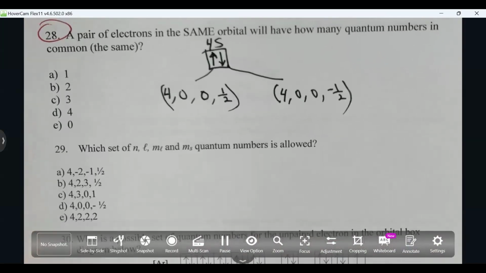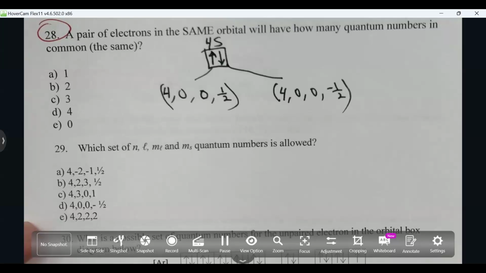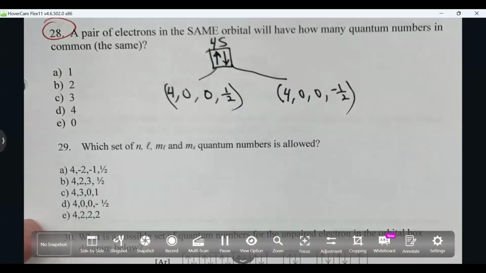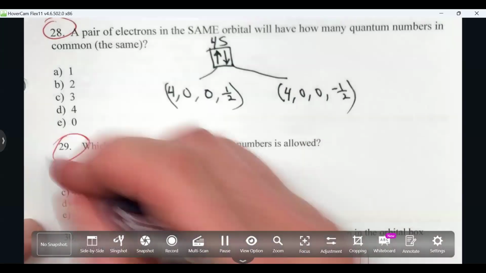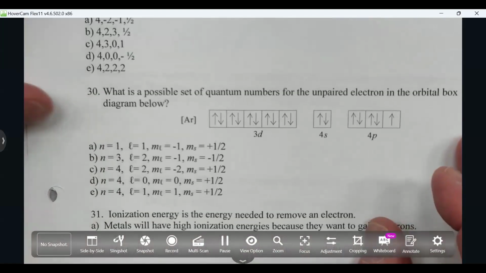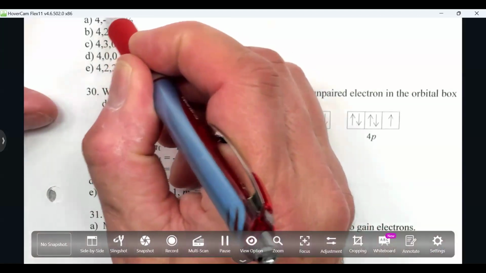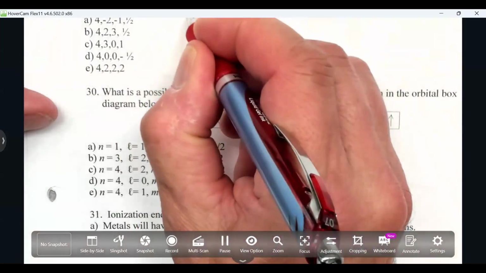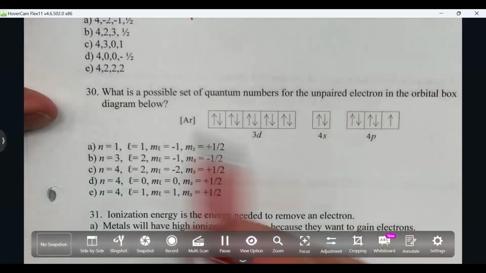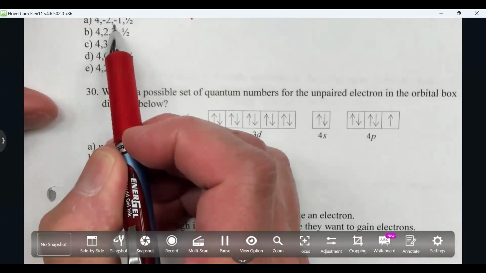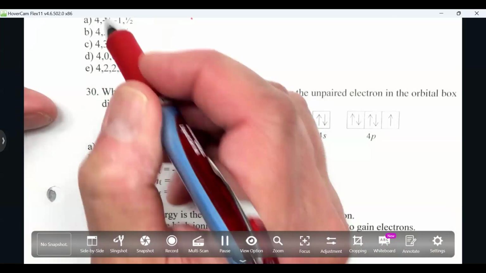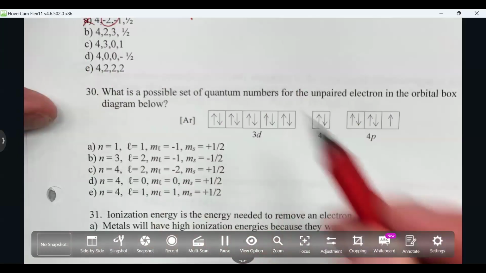How many quantum numbers are the same? Okay. 29's on there. I didn't see that. 29, yes. 29. Which set of quantum numbers is allowed? So this is level 4, -2. We can't have a negative there. Those are 0, 1, 2, or 3s, correct? That -2, that's just junk.